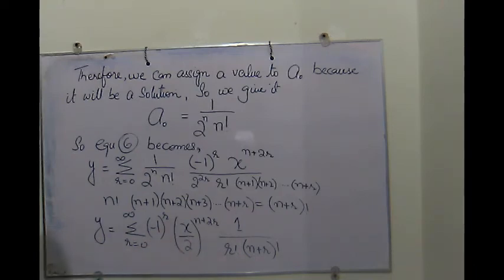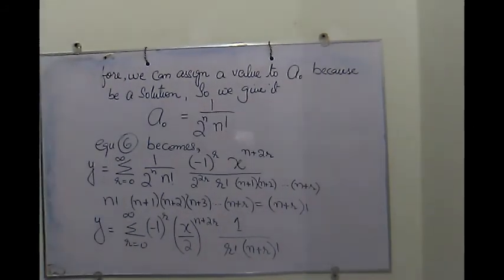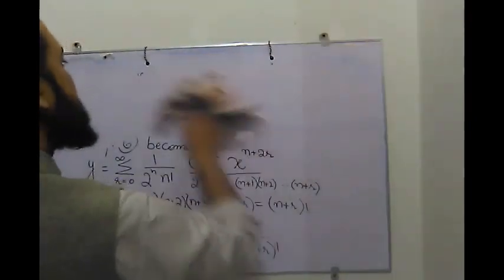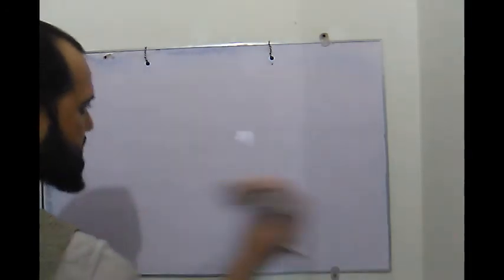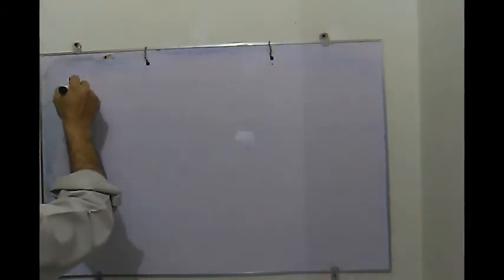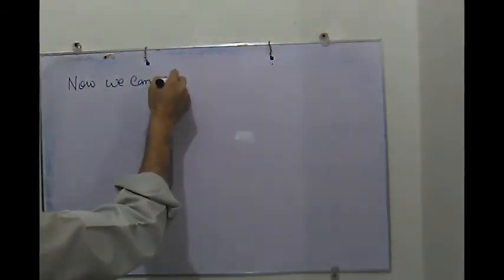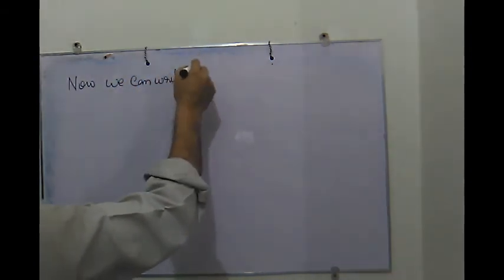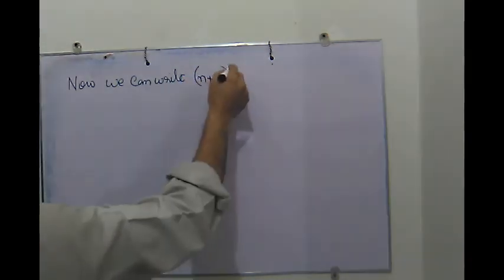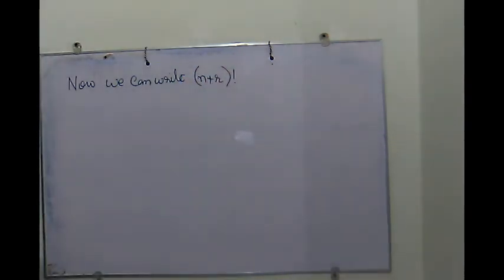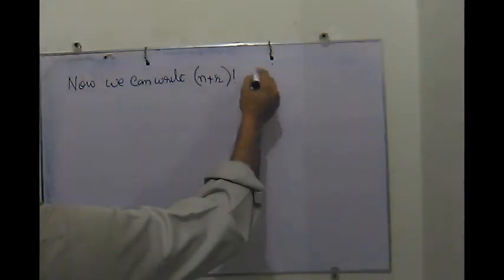Now we can transform it more by introducing the gamma function. So that's why we have chosen the value of constant a naught as a specific type, so we can proceed further using the identities.